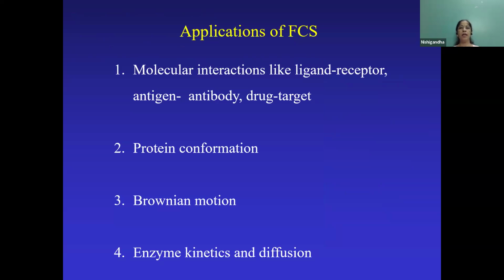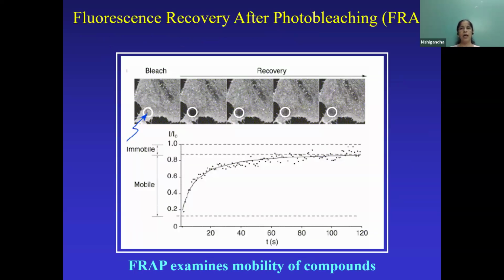So most of the time this FCS is applied to look at molecular interaction. It could be ligand receptor, antigen antibody, drug target, or change in protein conformation, Brownian motion, enzyme kinetics, diffusion, etc. Another important technique that I would like to talk about is FRAP. It's fluorescence recovery after photobleaching.